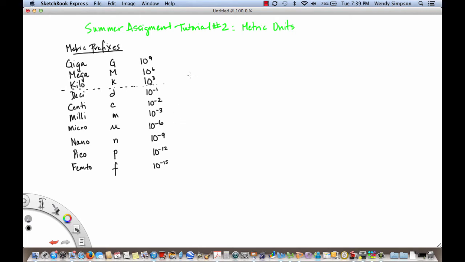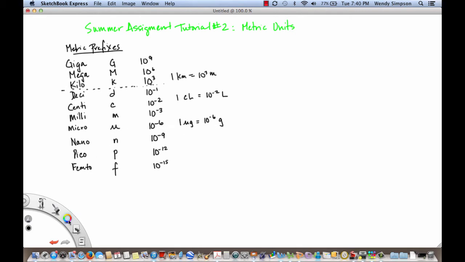Okay, so some real common ones. If we look at kilo, 1 kilometer is 10 to the third, or 1,000 meters. If we look at centi, let's say 1 centiliter, and I use liters now as my basic unit of measurement, would be 10 to the minus second liters. Or 1 microgram would be 10 to the minus 6 grams, or a millionth of a gram.